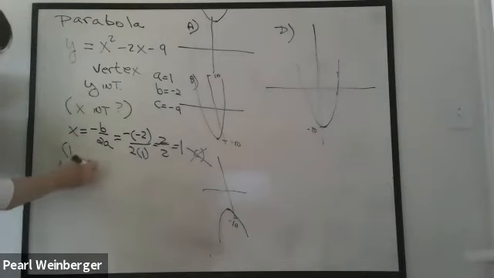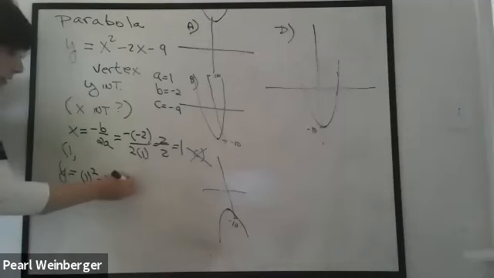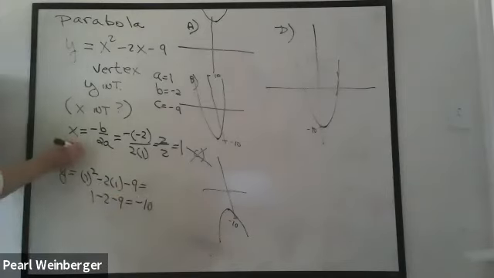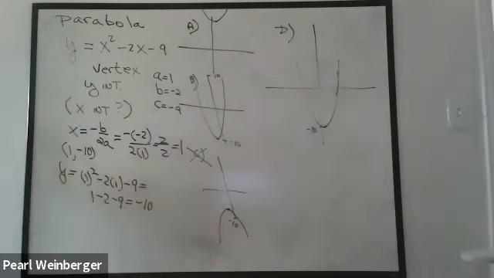So we're going to have 1 squared minus 2 times 1 minus 9, which is 1 minus 2 minus 9, which gives me negative 10. My vertex is the point 1, negative 10.